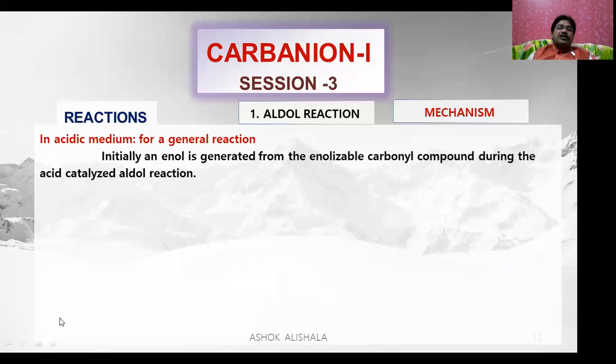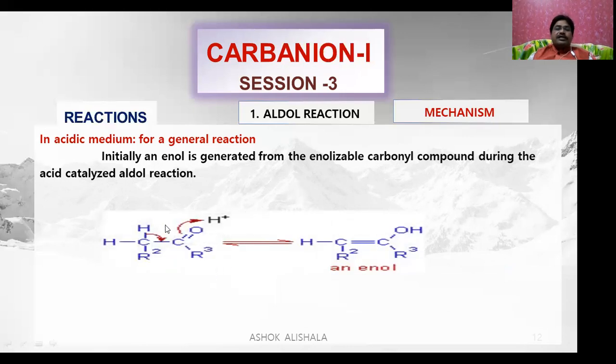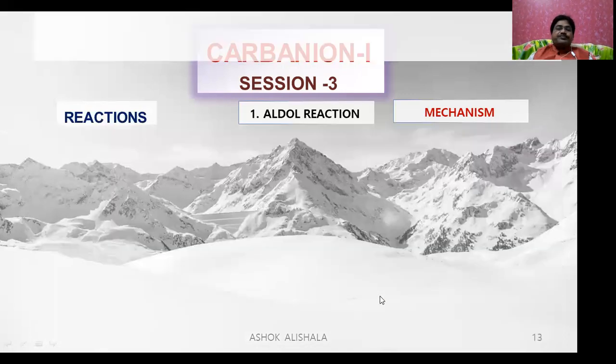Now see this. In acidic medium, for a general reaction, initially an enol is generated from the enolizable carbonyl compound during the acid catalyzed aldol reaction. See, this is what happens. Here the oxygen is protonated, and this is an acidic hydrogen, which will be removed, and you will get an enol.